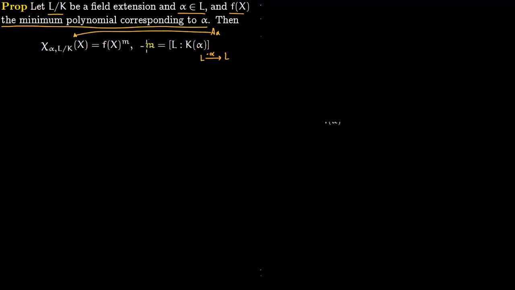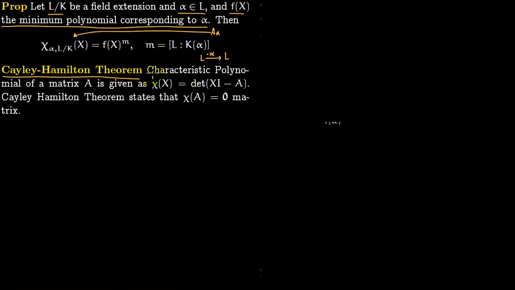Before we start proving this theorem, let us recall the Cayley-Hamilton theorem. The Cayley-Hamilton theorem says that the characteristic polynomial of a matrix A is given like this. This is just the notation first: determinant of xI minus A, where I is the identity matrix. If this is your characteristic polynomial, then the Cayley-Hamilton theorem states that instead of x, if you plug in A, you get the 0 matrix. This is a 0 in bold, so this is a 0 matrix.